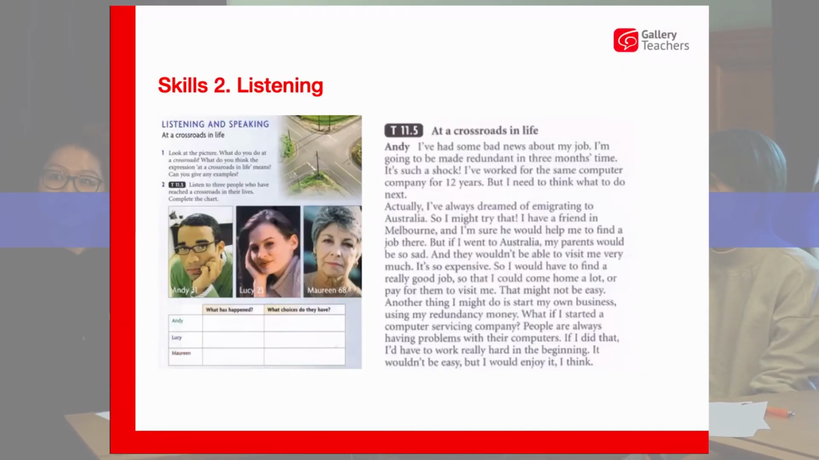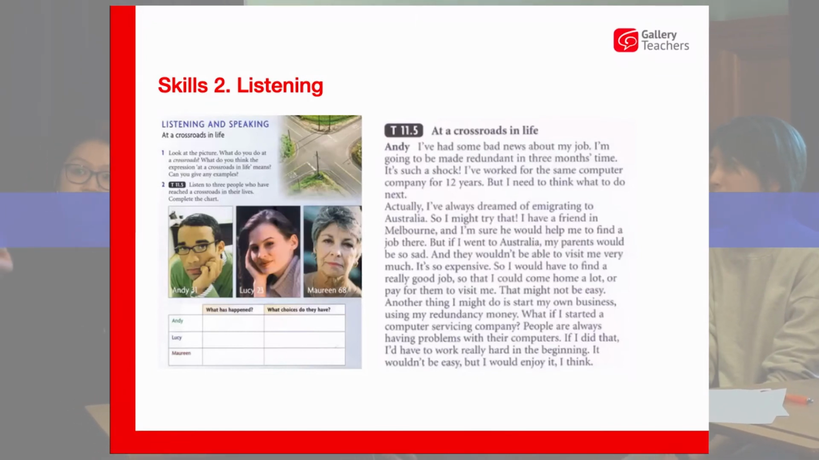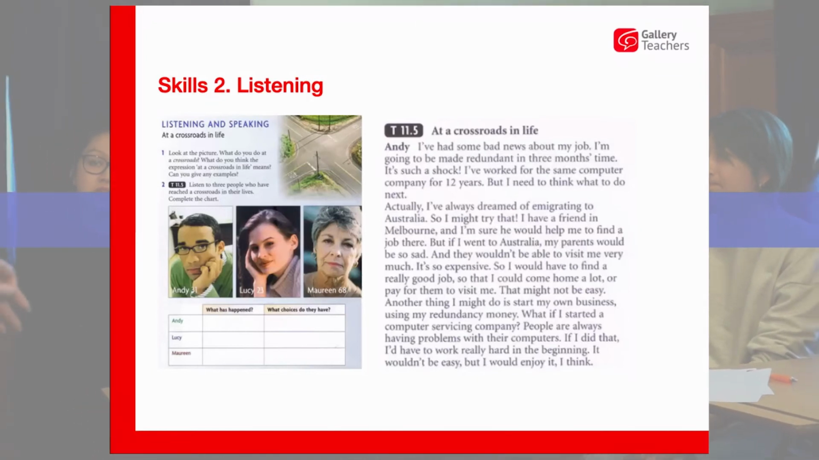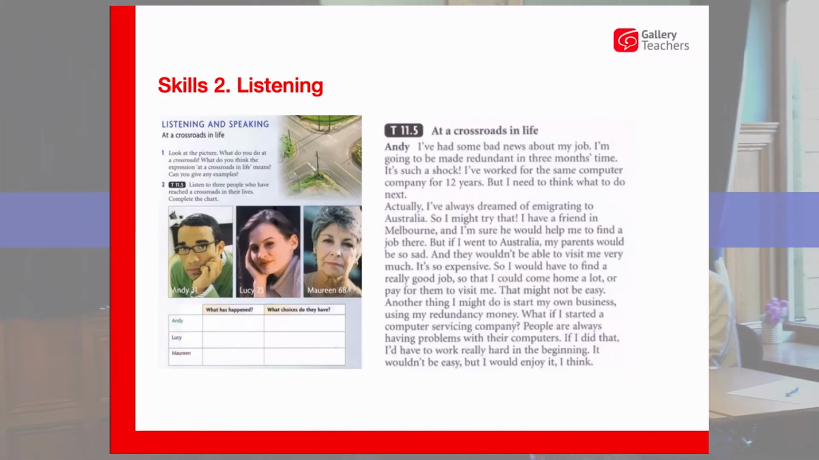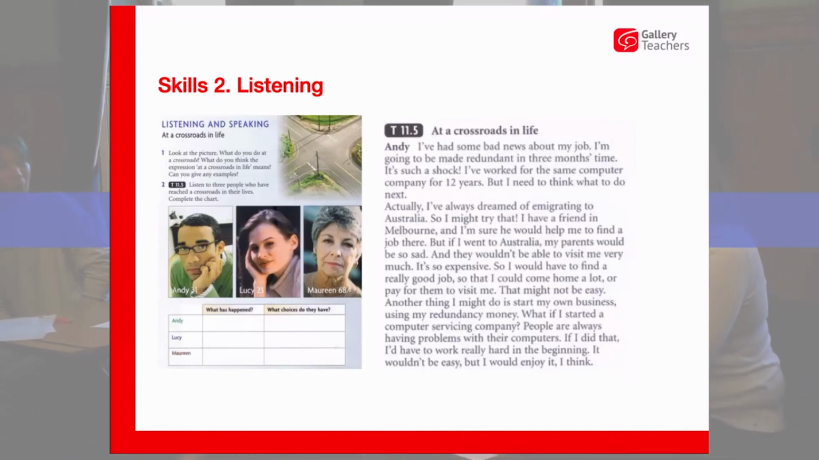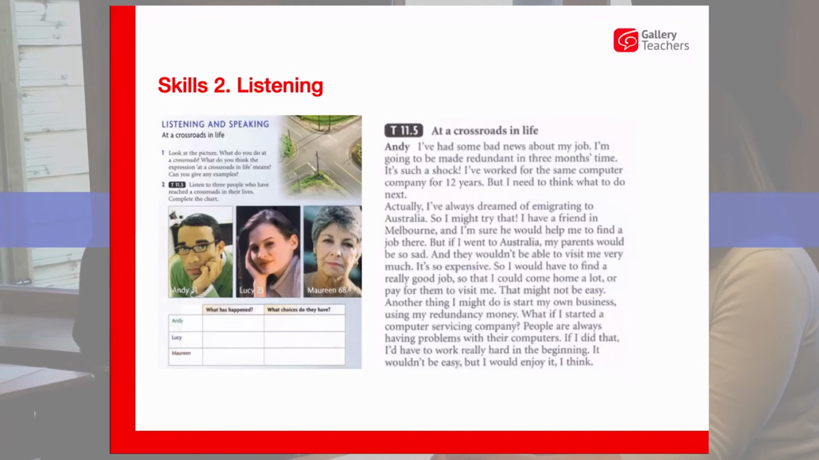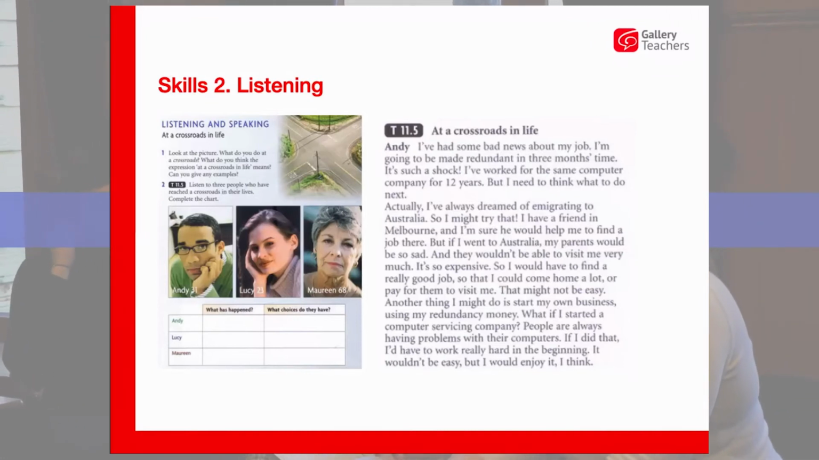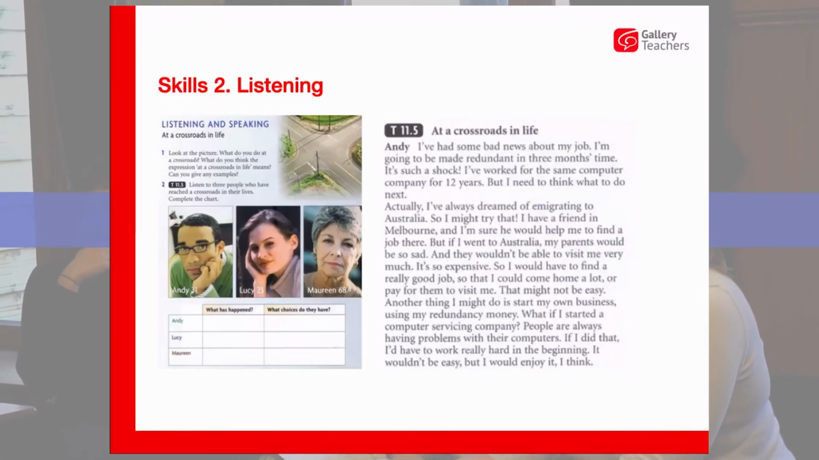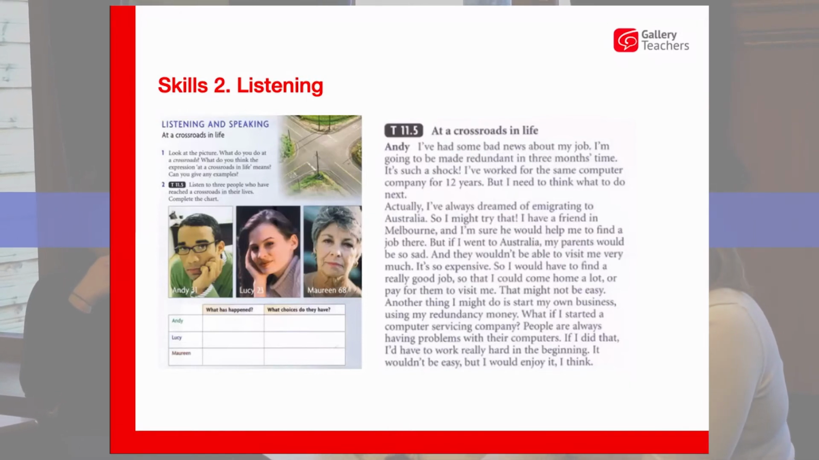Let's have a look at the listening part. This is the text, and I particularly like this activity. It's brilliant for adults. You see 3 people, so 3 stories about crossroads in life. They have to listen to the people who have problems and complete the chart: what has happened, what choices do they have. They listen twice, once for gist, what has happened, and the second time for more detail, what choices they have.